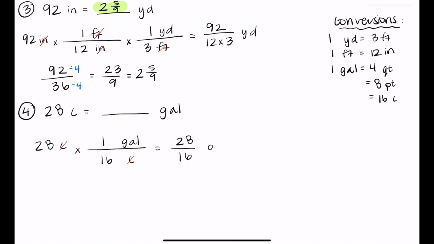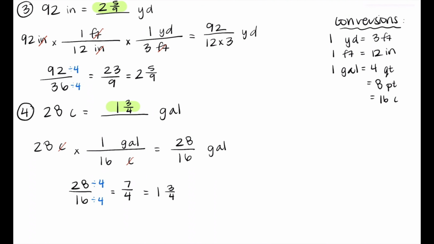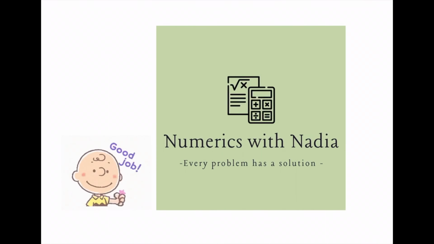So when we multiply across, we end up getting 28 over 16. And this is, again, just a fraction that we need to simplify. So when we look at the 28 over 16, we see that the greatest common factor here is 4. So when I divide by 4 top and bottom, I get 7/4, and if we convert that improper fraction into a mixed number, we get 1 3/4. So 1 3/4 would be our answer to number 4, our last practice problem.